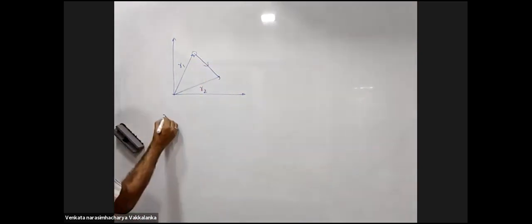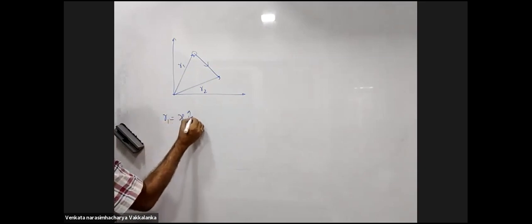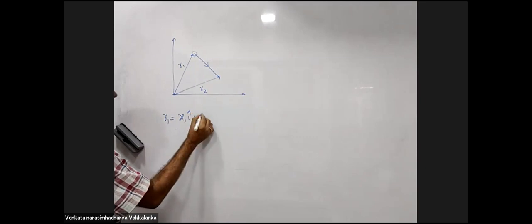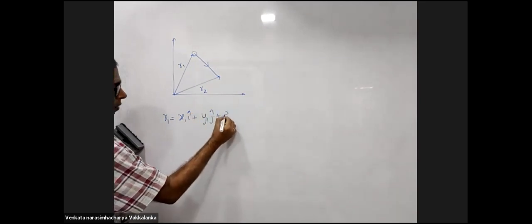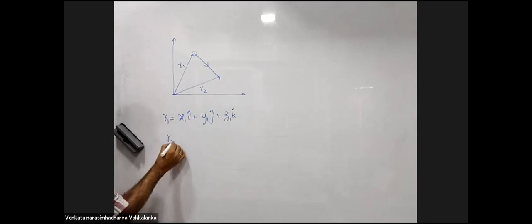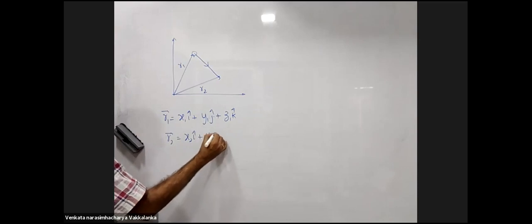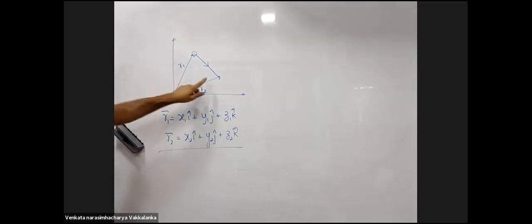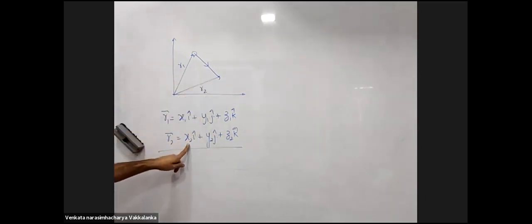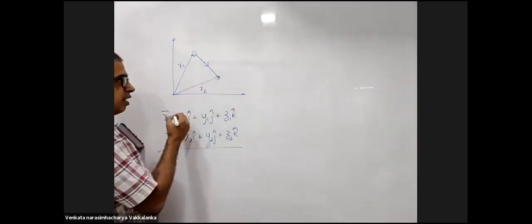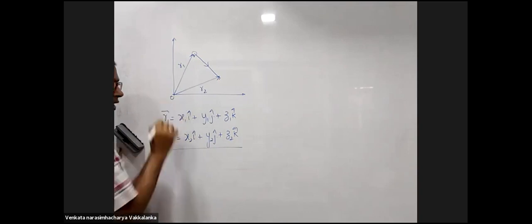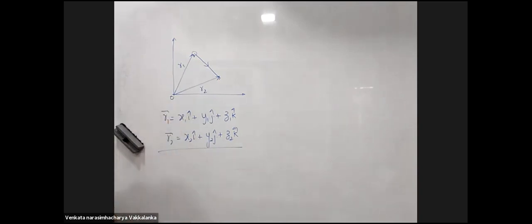I know R1 is written as x1 i cap plus y1 j cap plus z1 k cap. R2 is written as x2 i cap plus y2 j cap plus z2 k cap. That means x2, y2, z2 are the coordinates of the head of the vector R2, and x1, y1, z1 are the coordinates of the head of the vector R1 with respect to the tail of both the vectors.